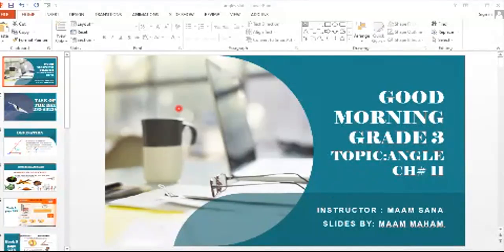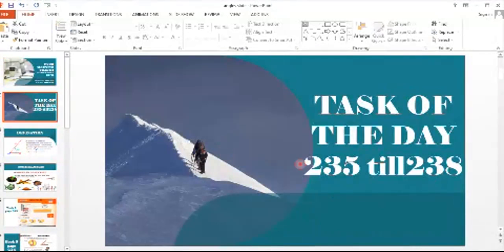This is one of the easiest chapters, and I hope my boys, after understanding, can easily solve it and do it by themselves. The task of the day is very interesting: pages 235 to 238 of book 3. We will do the work today only from book 3.